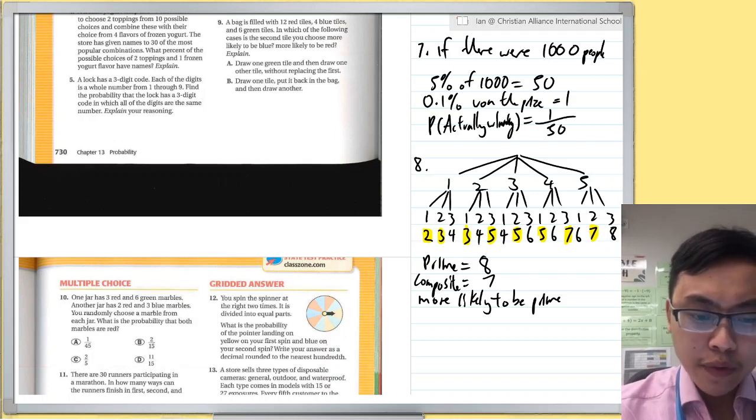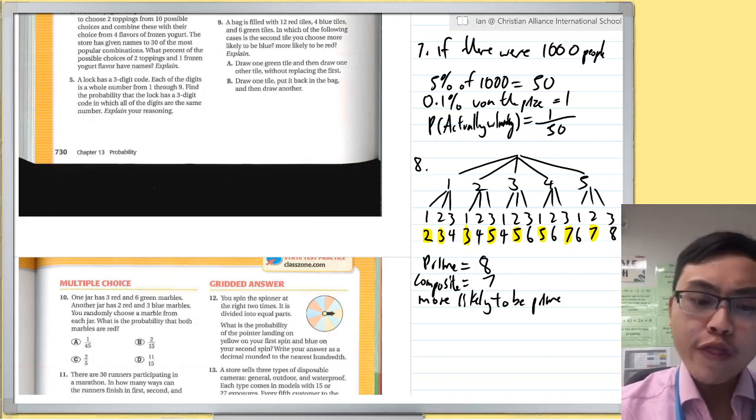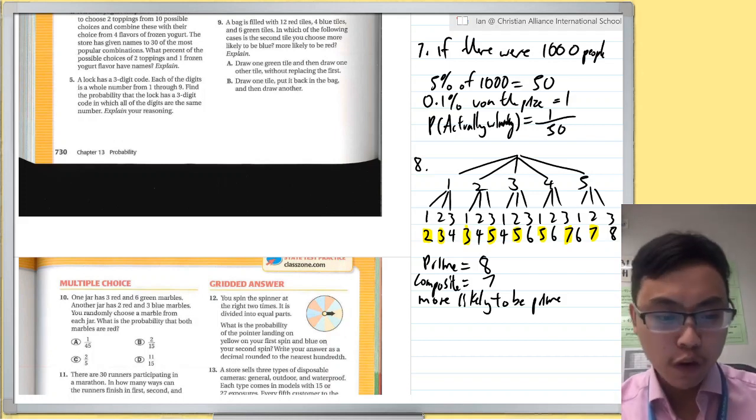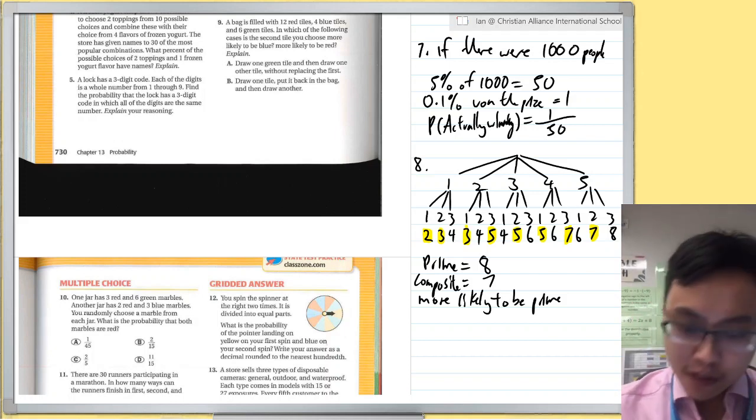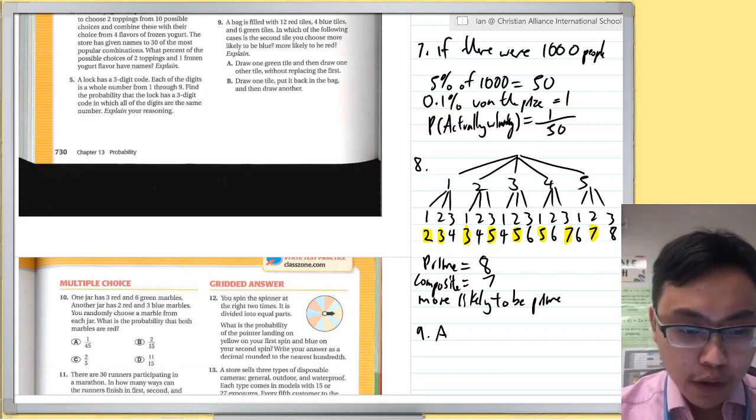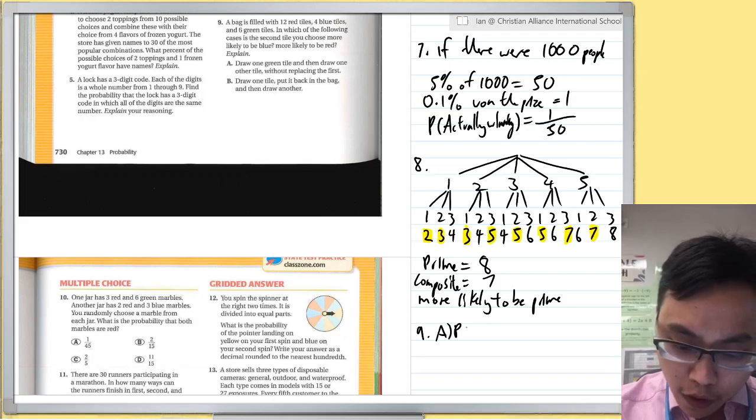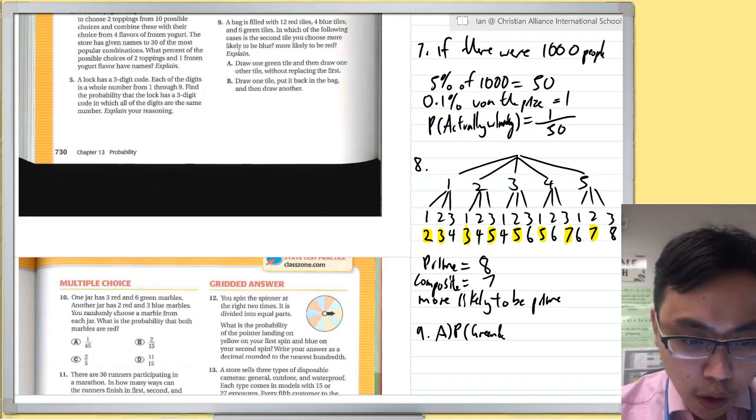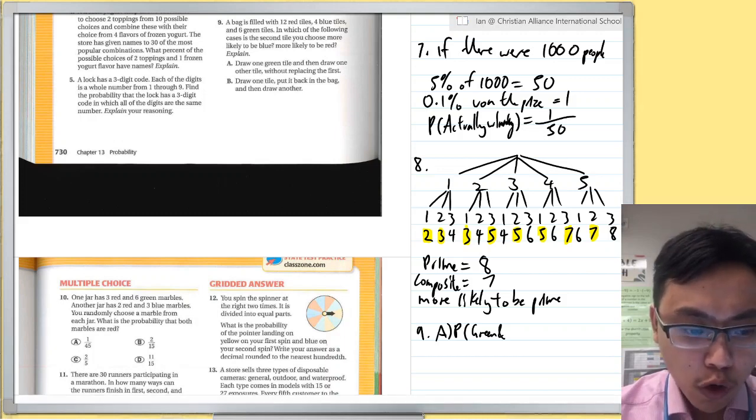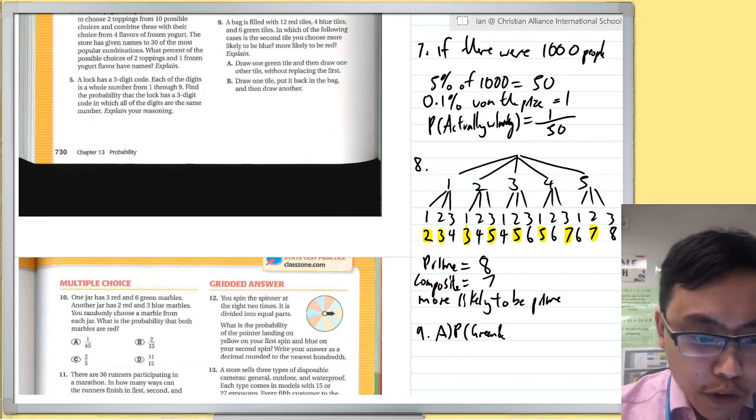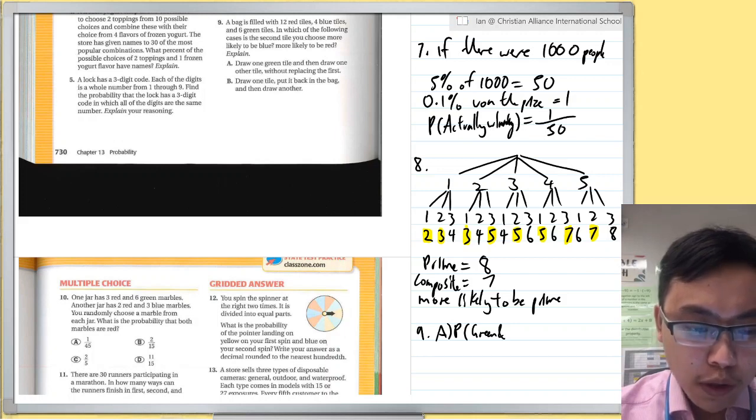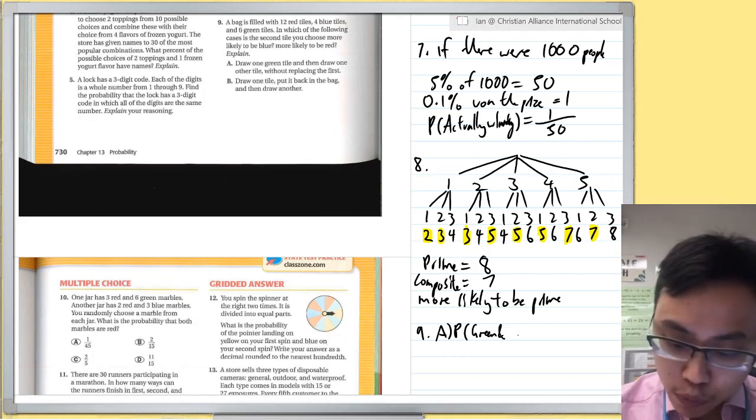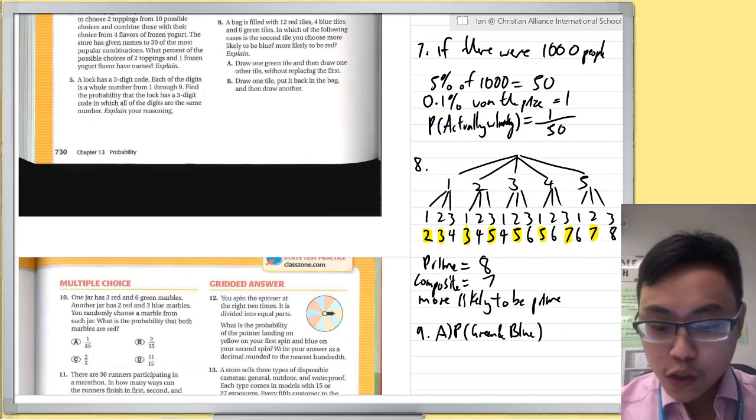So let's look at A first. Draw 1 green tile, then draw 1 other tile without replacing the first. So without replacing the first, meaning it's going to be dependent events. Which of the following cases is the second tile you choose more likely to be blue or more likely to be red? So we want to find either green and blue, or green and red. We'll do green and blue first.